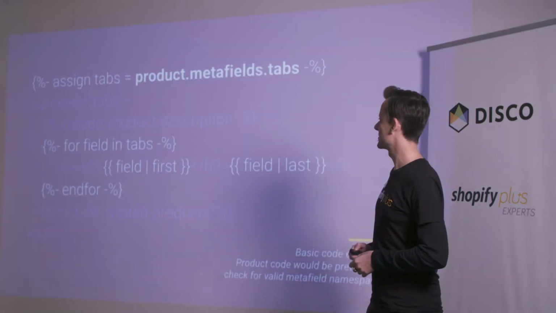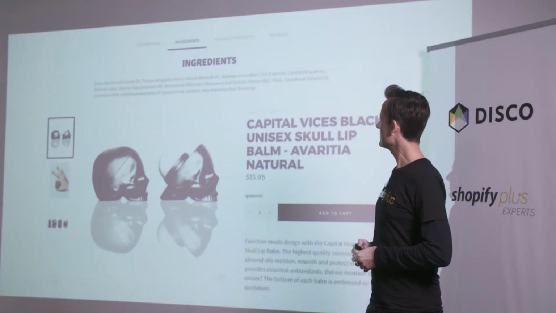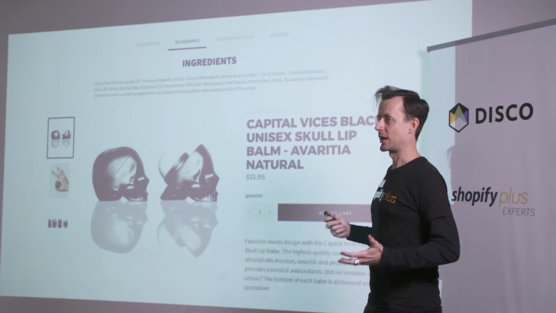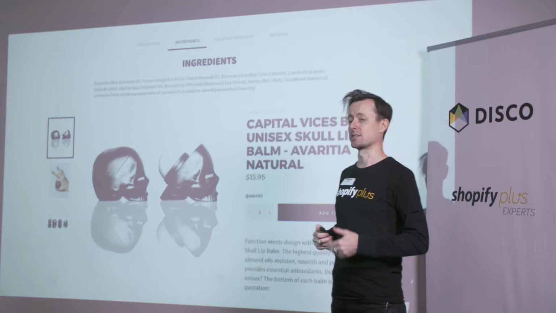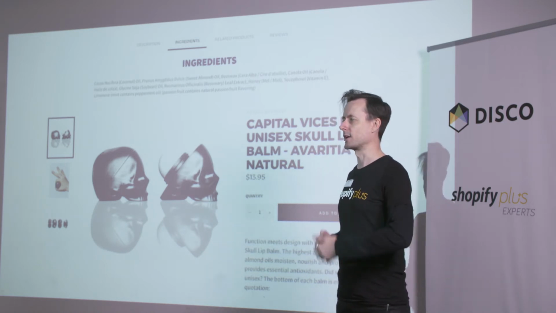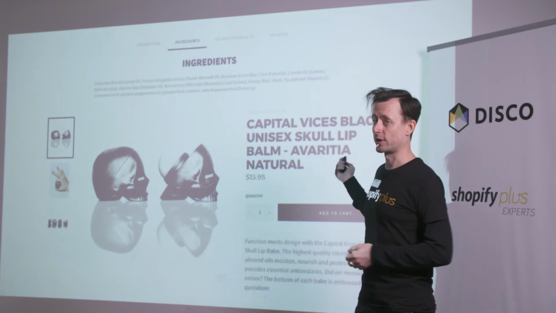Tabs and extra content, always a good one. See at the top of the page, we have the ingredients tab showing. That content sits within a metafield. It doesn't sit within the product description. It's not hurting the customer's SEO. It's not getting pulled then into the other channels. Great way to separate out content.